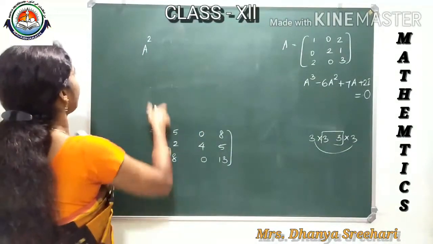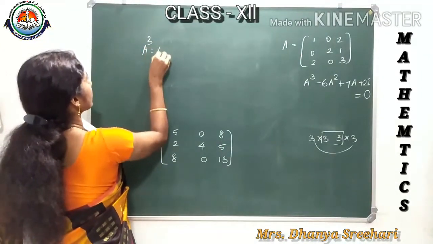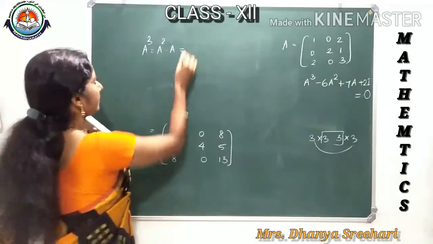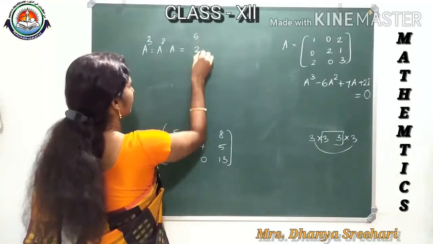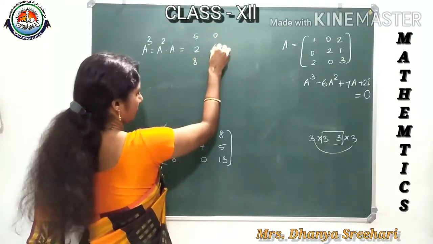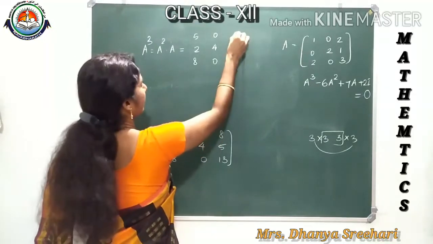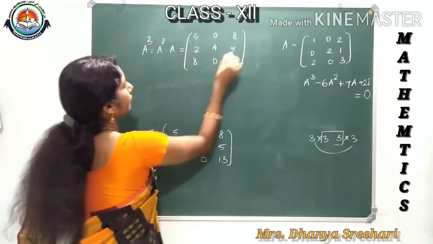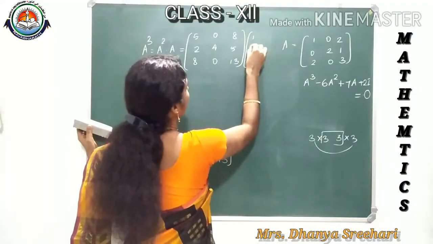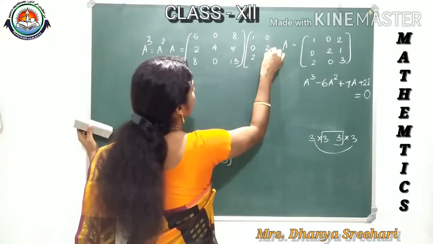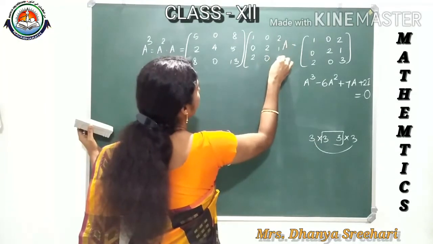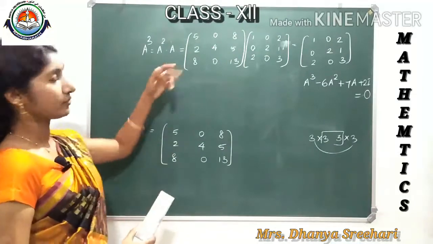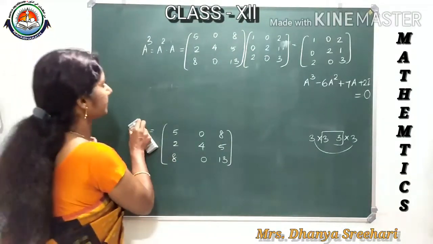To get a cube, we can do a cube is equal to a square into a, or a into a square. So we can write here 5 2 8, 0 4 0, 8 5 13 into a, which is 1 0 2, 0 2 0, 2 1 3. We are going to find a cube.